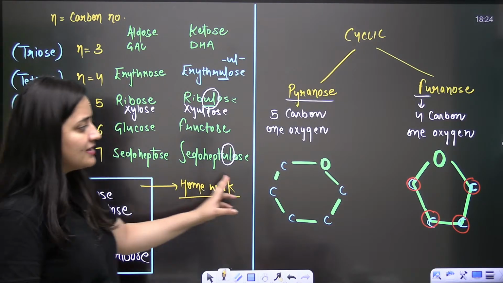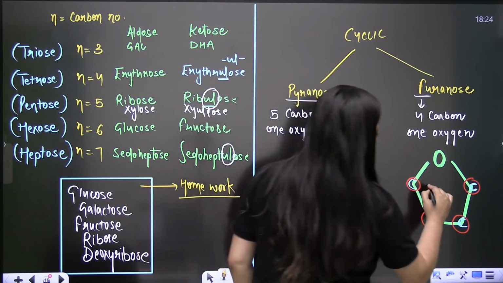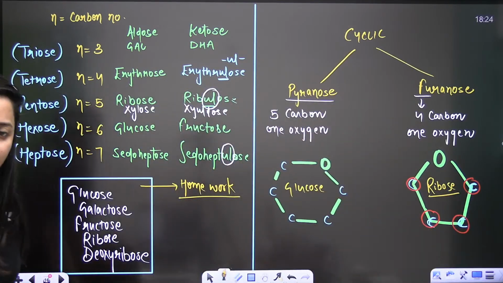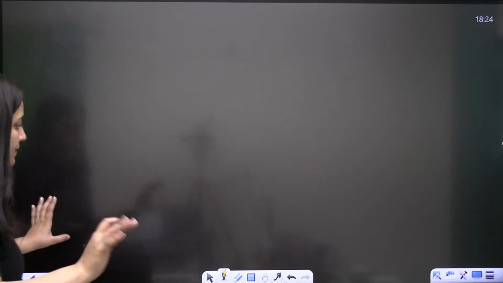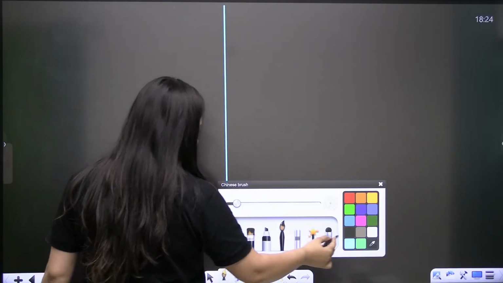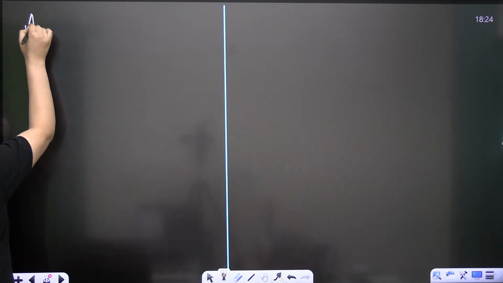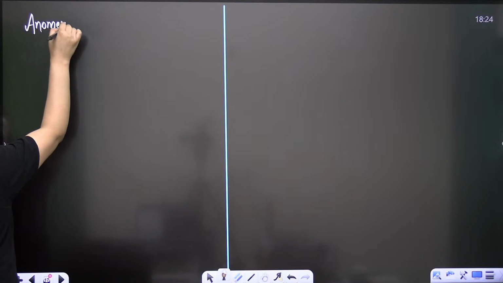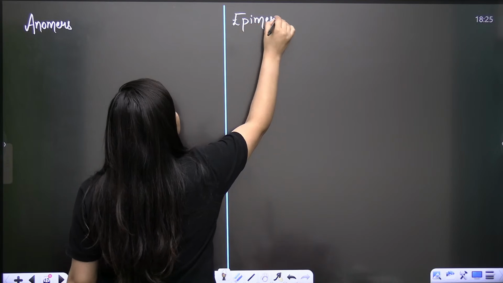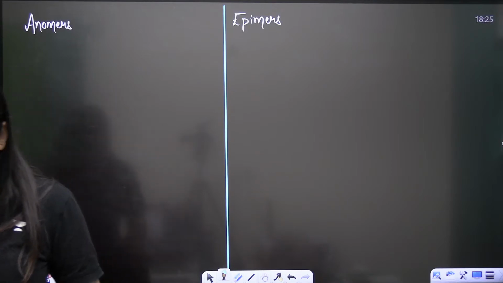Is that clear? So you know, there are 2 forms. You might have seen this in the case of glucose, in the case of fructose also, in the case of ribose also. Isn't it? So now, there are 2 terms that we will discuss and then we will enter the disaccharides. One term is anomers and another term is epimers. Do you know the meaning of anomers? Anyone?